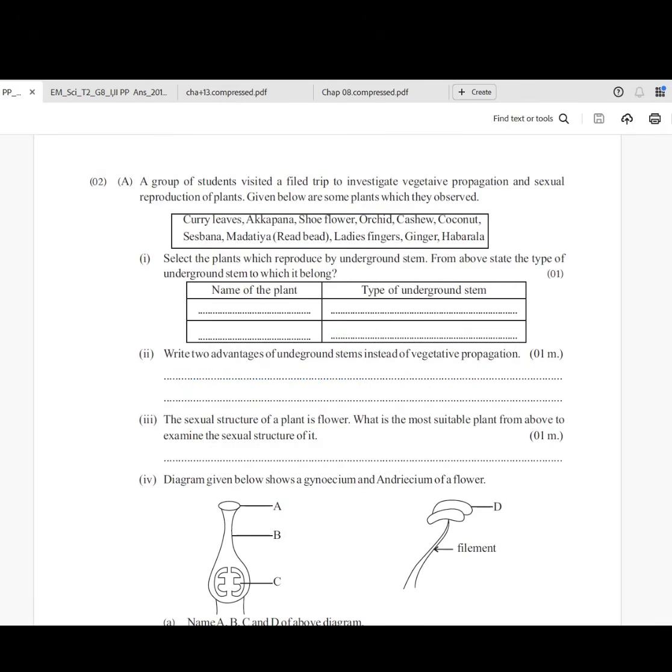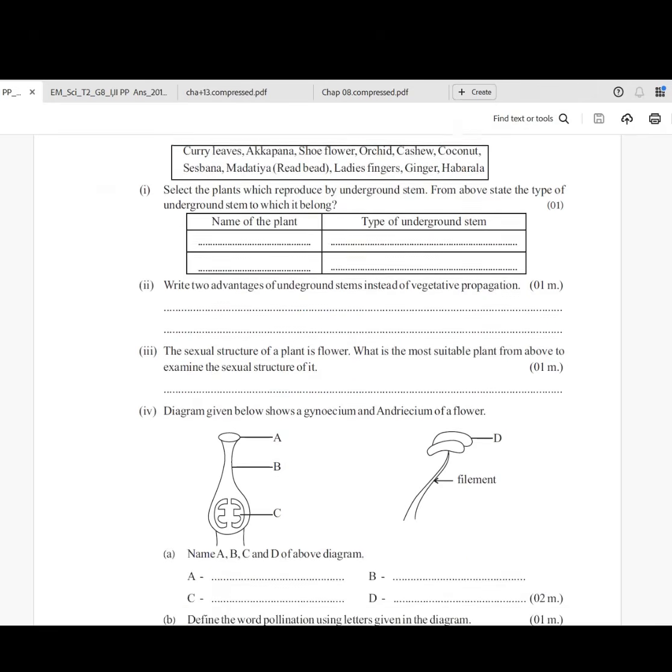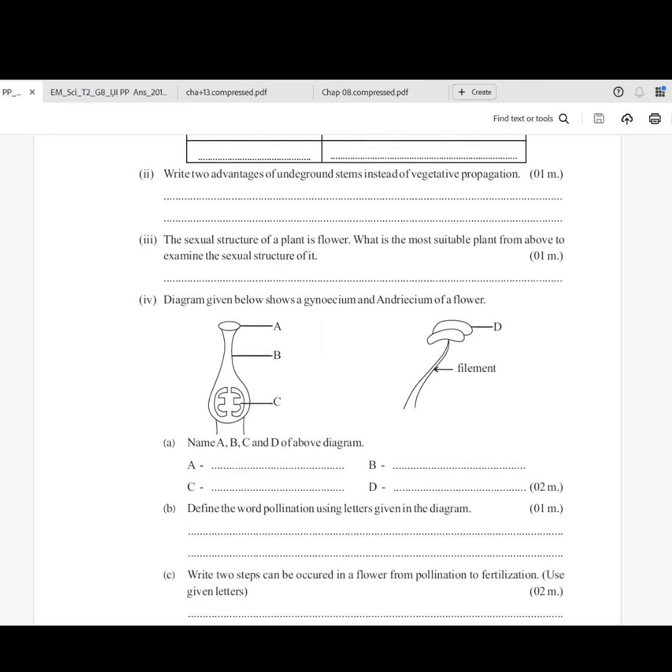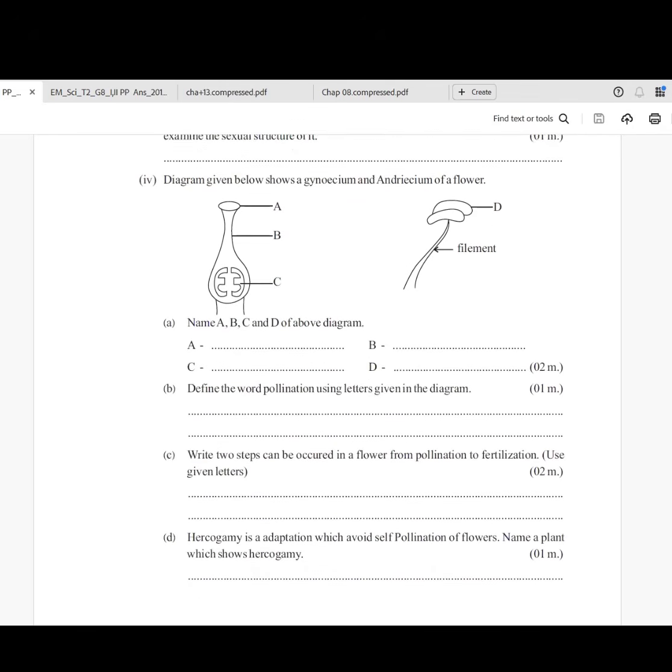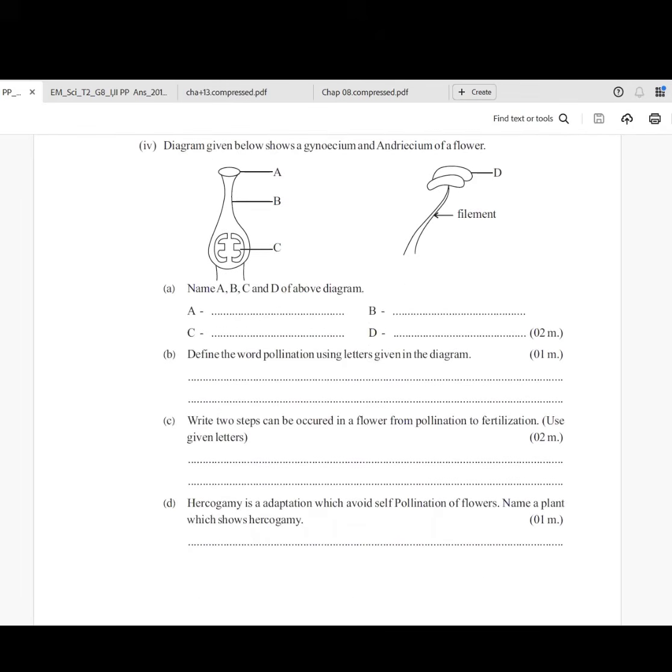The diagram given below shows a gynoecium and androecium of a flower. Name A, B, C and D of the above diagram. A. Stigma. B. Style. C. Ovary. D. Anther.